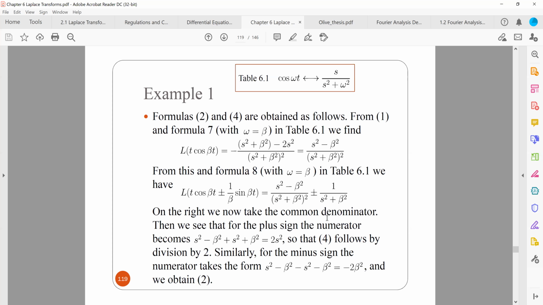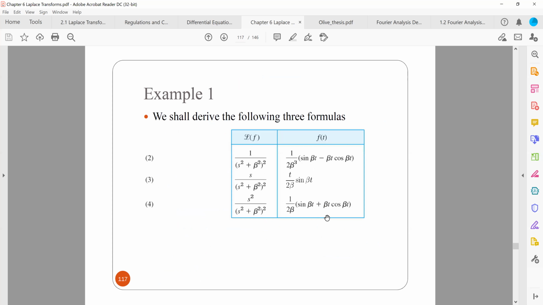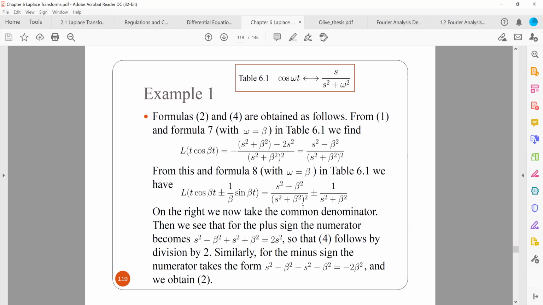Okay, but remember our question wanted the expression to be just s squared. Right now we have 2s squared. So we divide this by a half, so that we end up with a half here and a half here, then we will get the desired expression, which will be just s squared over s squared plus beta squared.